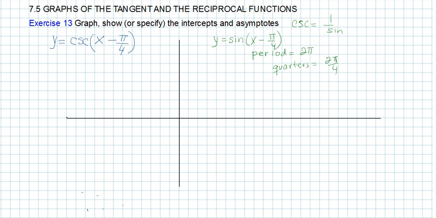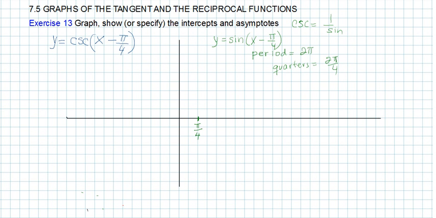Before I start marking my quarters, I need to know what the shift is. So the phase shift is pi over 4. That means my sine wave is not going to start here. It's not going to go through the origin. It's going to be shifted to the right pi over 4. So I'm going to draw pi over 4 right there. It's going to go through there.